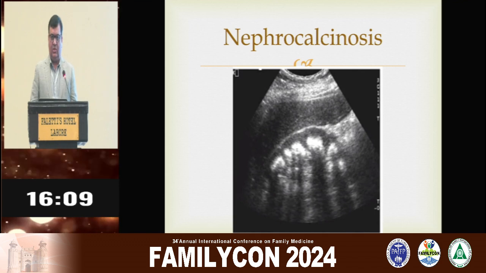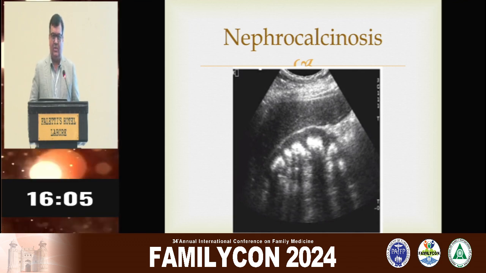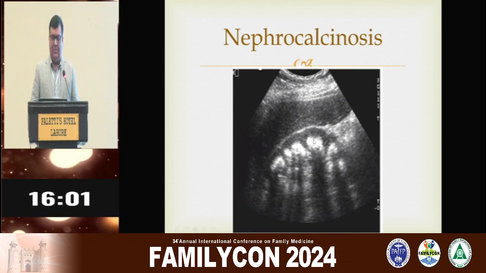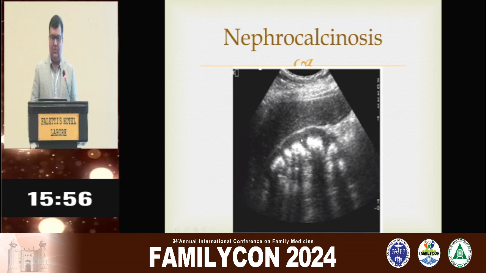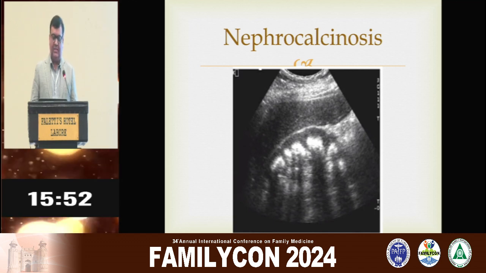So you have to differentiate between the stones and the nephrocalcinosis. If you look, the stones are in the major calyces, and this is pyramidal calcification. So the nephrocalcinosis is more towards the cortex or towards the surface of the kidney, and then is the patient history. And the age of the patient is really important.